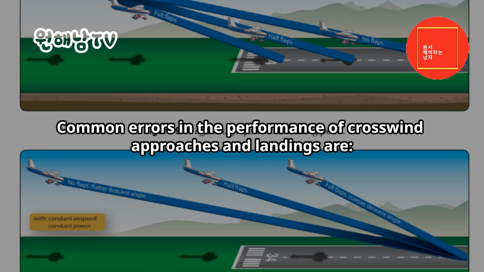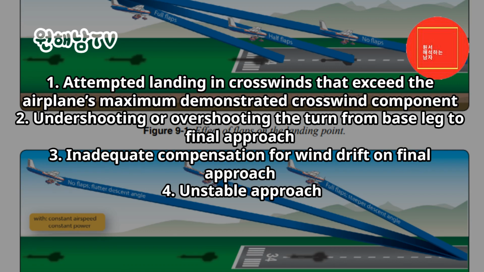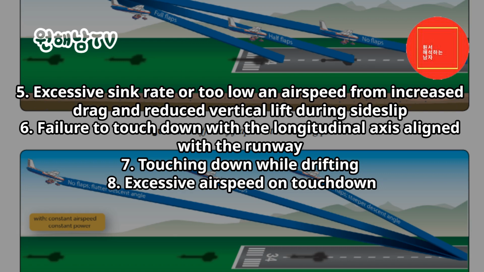Common errors. Common errors in the performance of crosswind approaches and landings are: 1. Attempted landing in crosswinds that exceed the airplane's maximum demonstrated crosswind component. 2. Undershooting or overshooting the turn from base leg to final approach. 3. Inadequate compensation for wind drift on final approach. 4. Unstable approach. 5. Excessive sink rate or too low an airspeed from increased drag and reduced vertical lift during sideslip. 6. Failure to touch down with the longitudinal axis aligned with the runway.